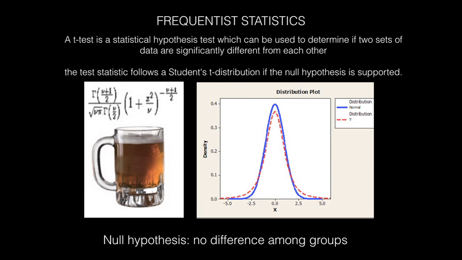But what is the t-test? Okay, because this is important. The t-test is a statistical hypothesis test, which can be used to determine if two sets of data are significantly different from each other. If you follow the student's t-distribution, the null hypothesis is supported. What's the null hypothesis? That there's not going to be a difference. He didn't want a difference between the groups. He took small samples, and if it looked like a t-distribution, he could say that this collection of beer is okay. So it wouldn't disprove the null hypothesis.